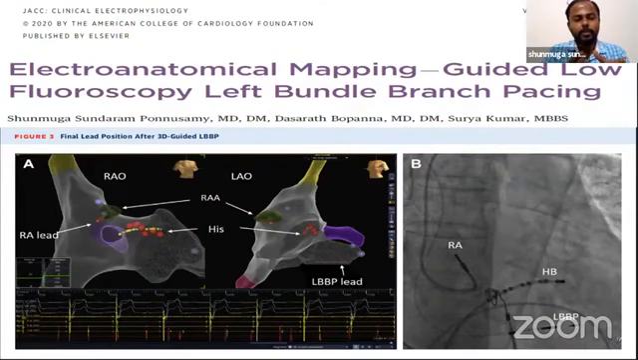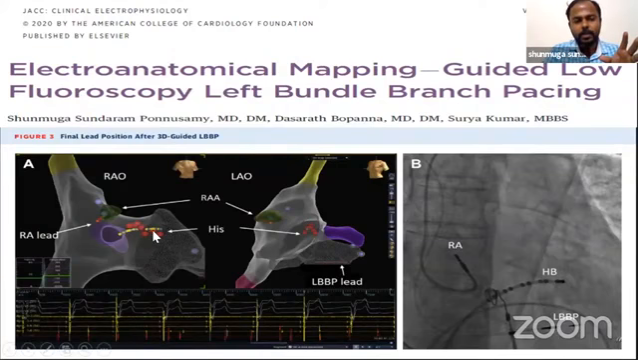So here we are going to pace the proximal septum below the His bundle and the right atrial appendage. For the atrial lead, we usually place the lead in the right atrial appendage. So what you have to do is create the three-dimensional geometry of both atria as well as the proximal ventricle, and you can mark the His bundle signal. So these red dots are the His bundle signal.